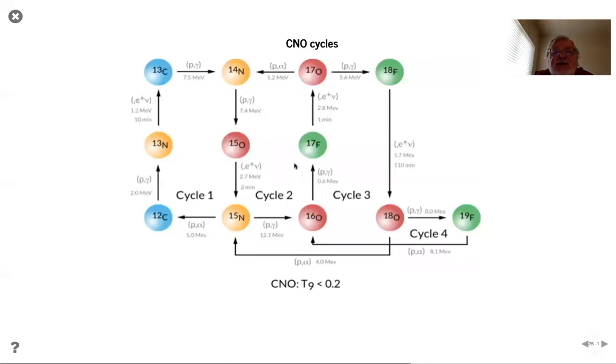So CNO cycles of hydrogen burning work in more massive main-sequence stars, more massive than the sun, around approximately 1.3, 1.4 solar masses on the main sequence. There is a switch from PP chains to CNO cycles, as the next slide will show you. So stars more massive than the sun on the main sequence transform hydrogen into helium in CNO cycles.